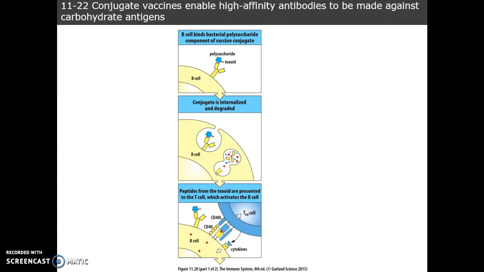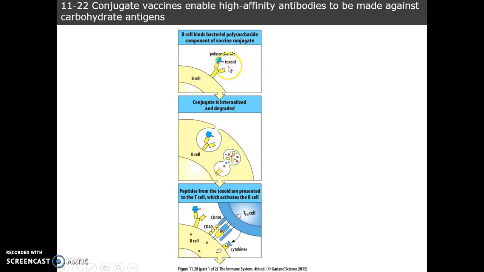Sometimes polysaccharides don't make a good immune response, or sometimes part of it is not antigenic, so to speak. It doesn't really elicit a good response. But what scientists can do is actually combine pieces, and now you have a polysaccharide toxoid vaccine.